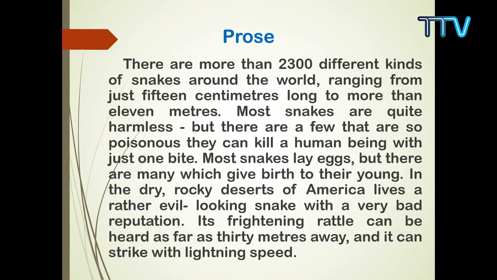There are more than 2,300 different kinds of snakes around the world, ranging from just 15 centimeters long to more than 11 meters. So what sort of text is this? It's prose, but what sort of writing? Now that you have learned about different types of writing, is it descriptive writing? Does it appeal to all your senses? No, it's more informative writing, isn't it? So you are being informed. A fact is presented.